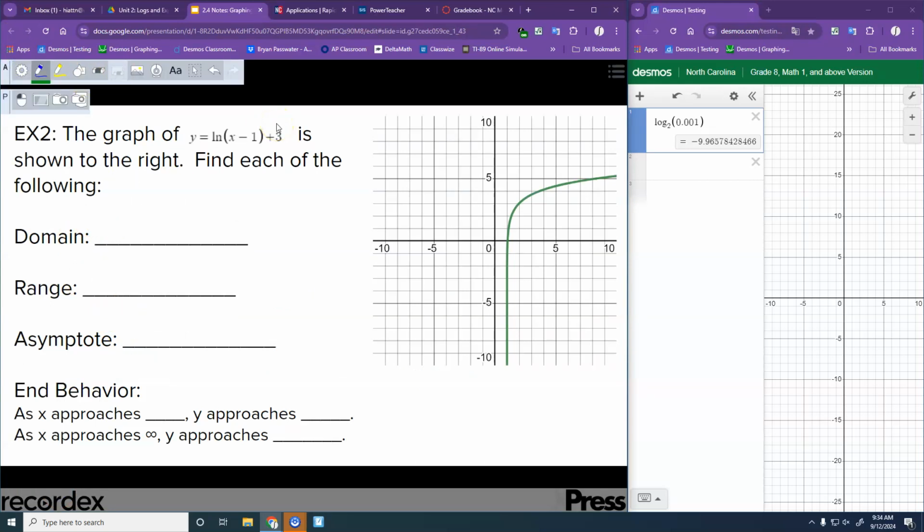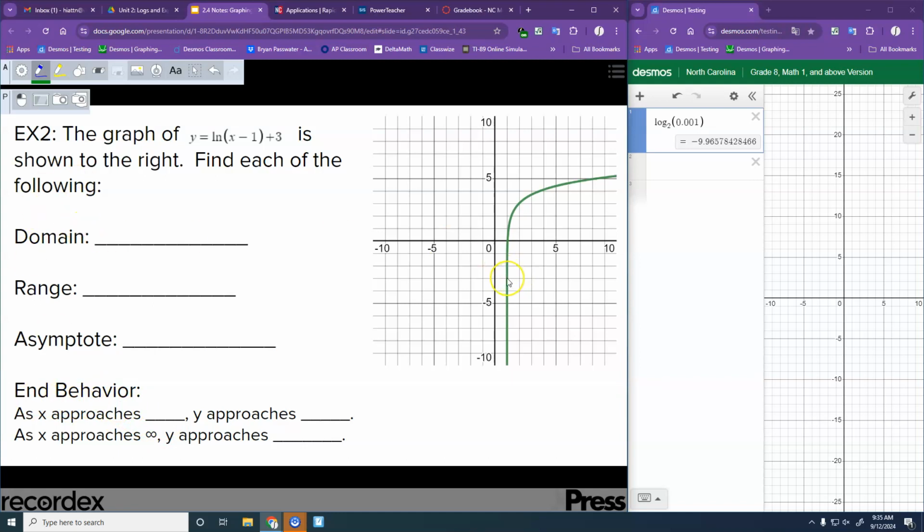Okay, we've got the graph of y equals natural log of (x minus 1) plus 3 shown to the right. Find each of the following: domain, range, asymptote, and end behavior. Now, you will notice one different thing on our end behavior here that's going to show up. We'll look at it when we get there.